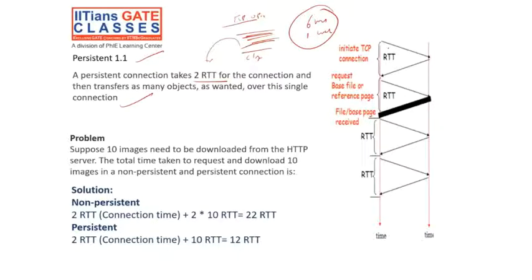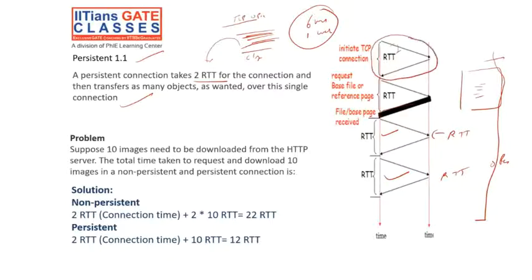Now we initiate the connection, right? Then we request the base file, whatever the basic reference page is. It will come. Then the file transfer is received. Then the next RTT for another object, next RTT for another. Now only a single RTT is required for each object, because the connection is already open. So there is no need for an extra RTT to initiate the TCP connection. Only a single time we have to do it. But in non-persistent, for each object we need to initiate and establish the TCP connection.